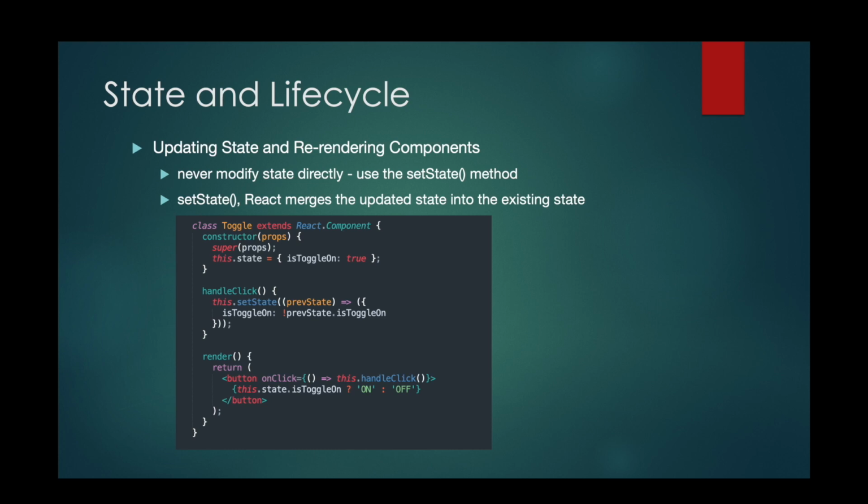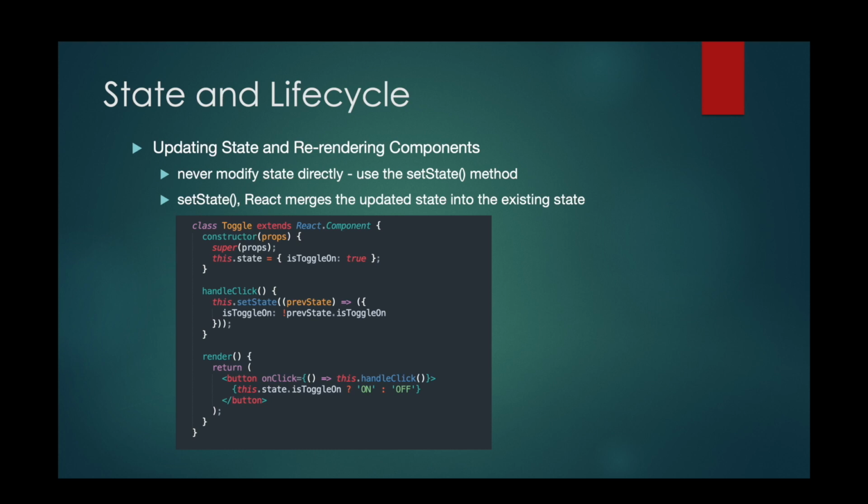Updating state and re-rendering components. In React, you should never modify state directly. Instead, use the setState method provided by React to update state. When you call setState, React merges the updated state into the existing state and schedules a re-render of the component. If you look at this example, clicking the button toggles the isToggleOn state between true and false. React automatically re-renders the component with the updated state, updating the button text accordingly.